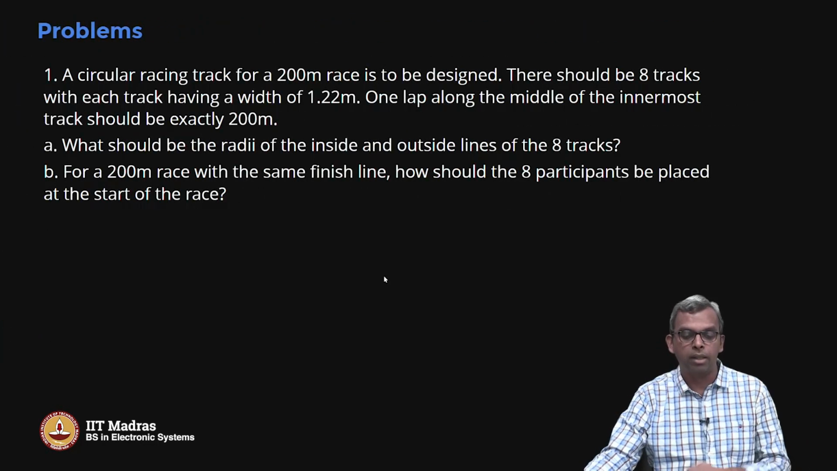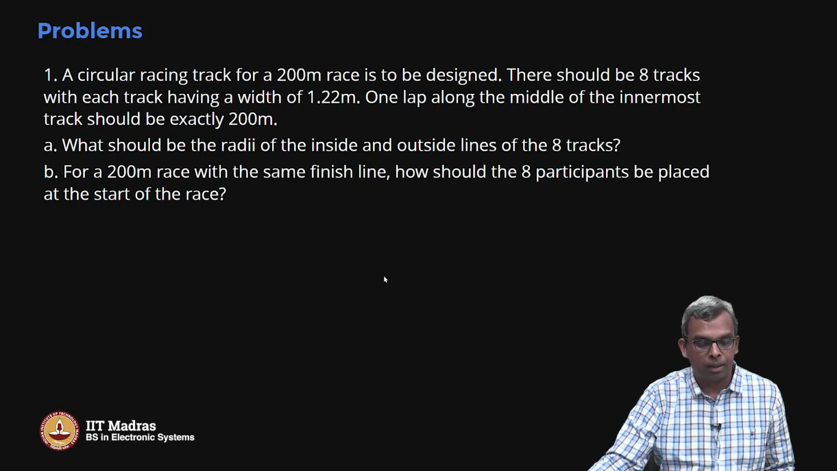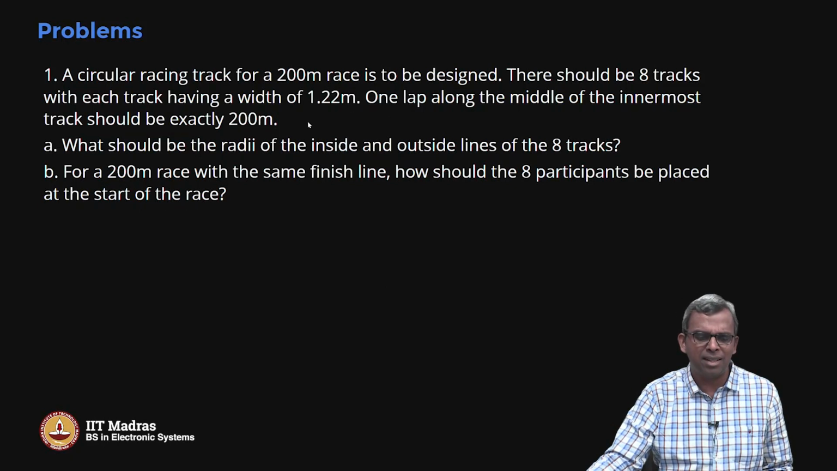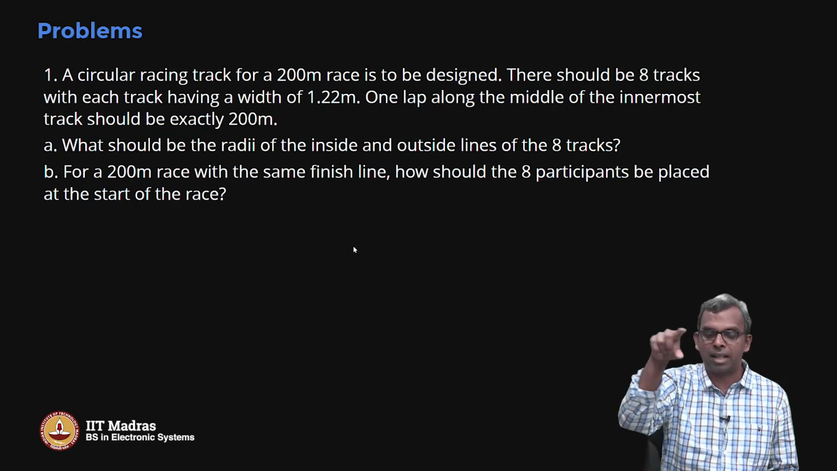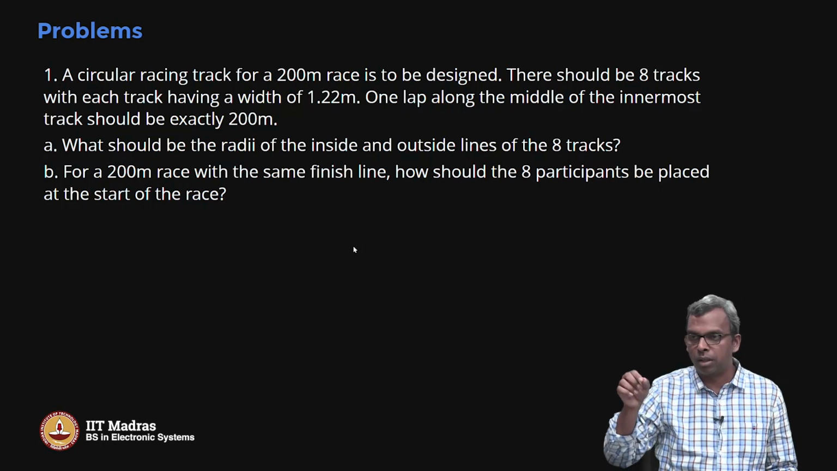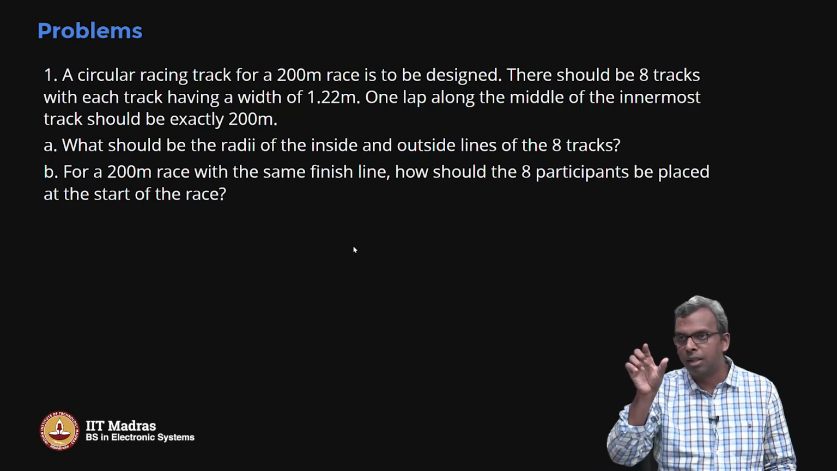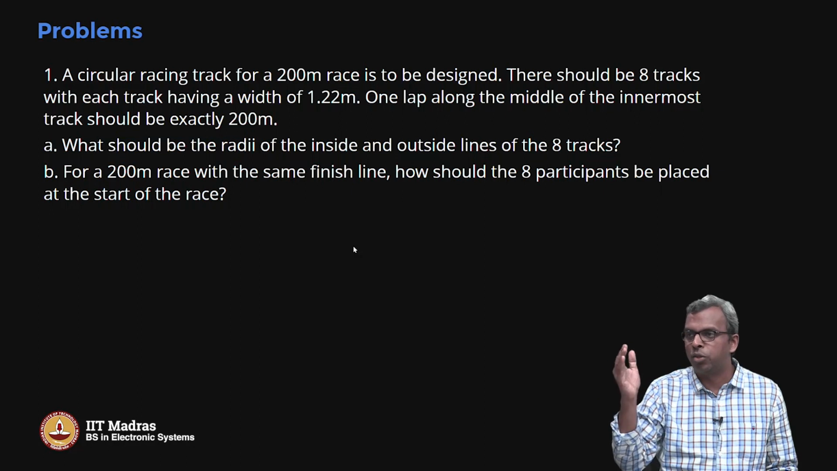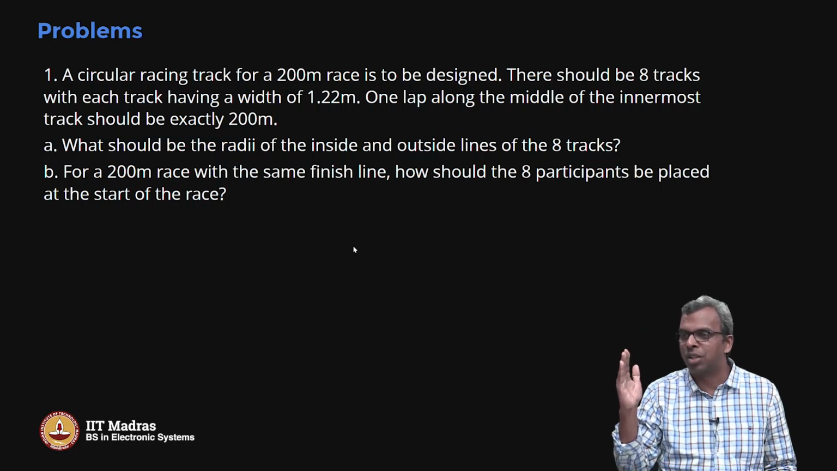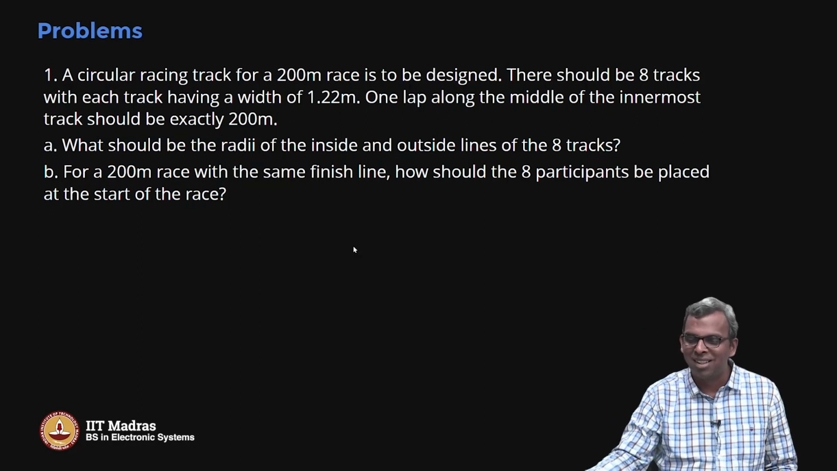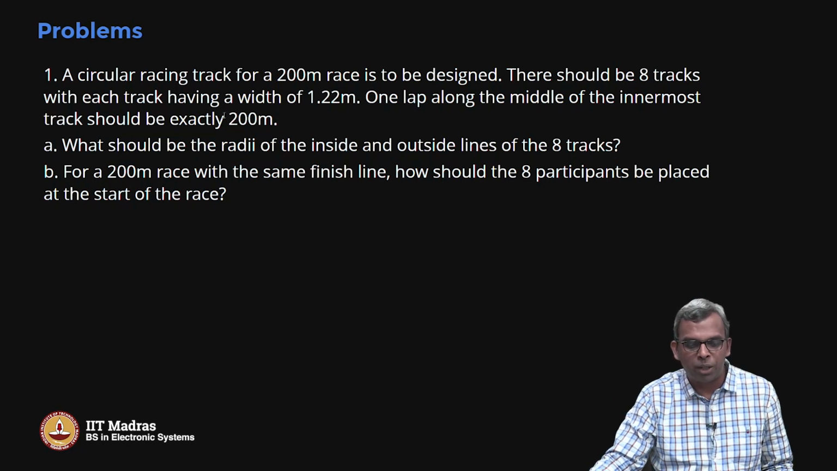Okay. So, a couple of problems. These are quite easy to do. I'll urge you to draw a picture. For instance, a circular racing track. You've seen these racing tracks. If you have a racing track, there'll be an inner circle, and then there'll be the width of the track, and you have to assume that the person is running in the middle of the track or maybe the edge of the track, and then you want it to be exactly 200 meters. So, you can fix what should be the radius of the inside line, outside line.